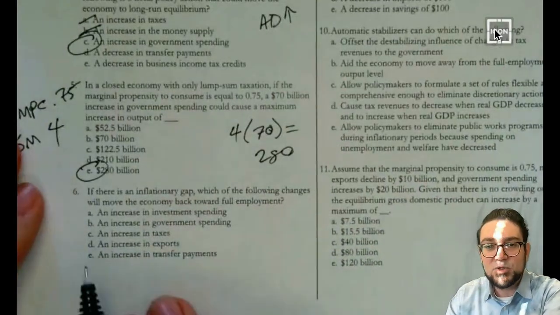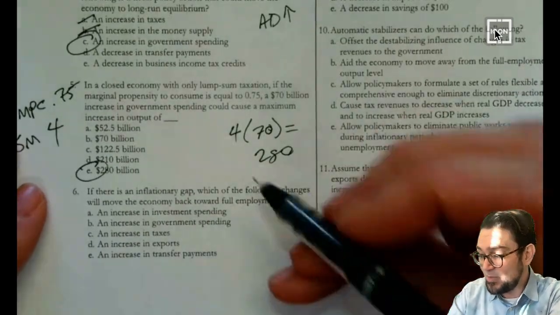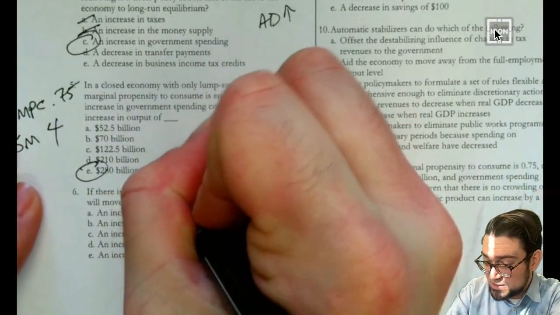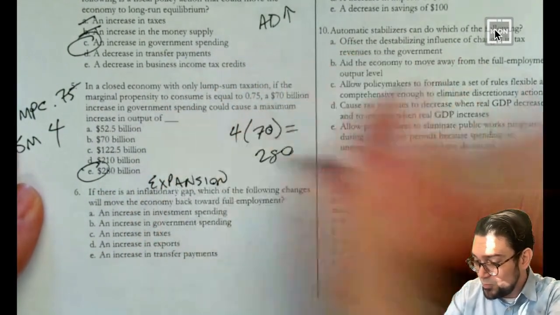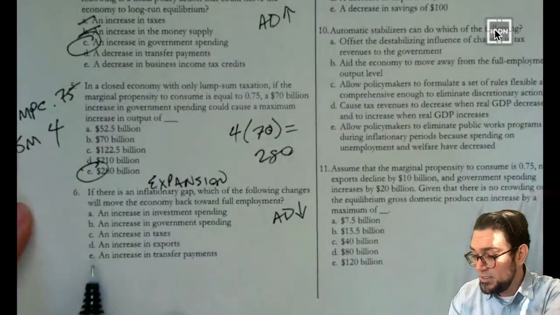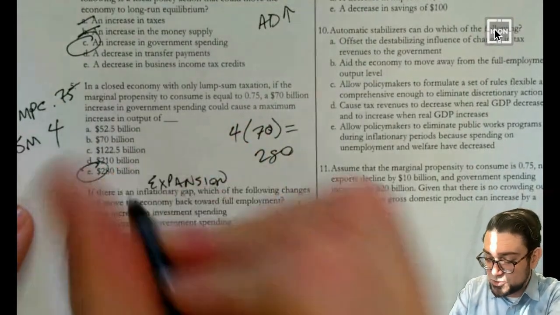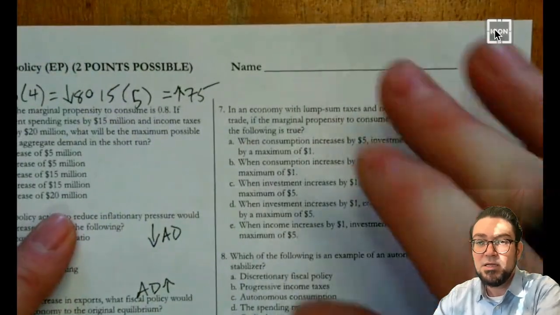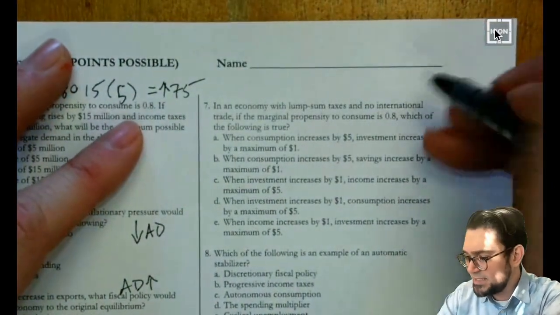E. Number 6, if there's an inflationary gap, an expansion, right? That's what that means, is an expansion. Which of the following would move the economy back to full employment? In other words, what would move AD down? So an increase in taxes, that would do the trick. Part C.